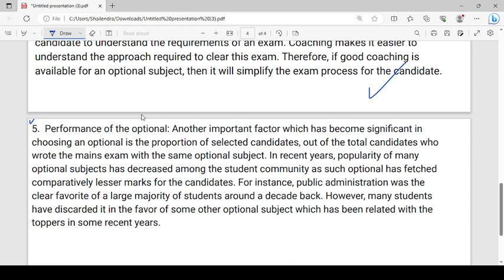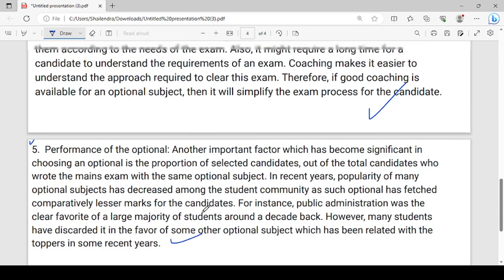In recent years, the popularity of many optional subjects has decreased among the student community, as such optionals have fetched comparatively larger marks for the candidate. For instance, public administration was the clear favorite of a large majority of students around a decade back. However, many students have discarded it in favor of some other optional subject which has been related with the toppers in some recent years.